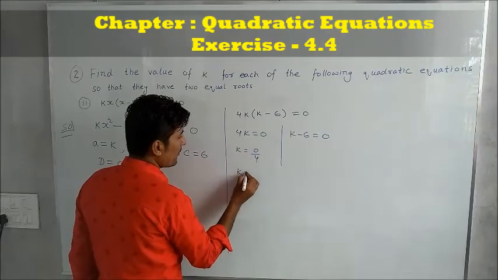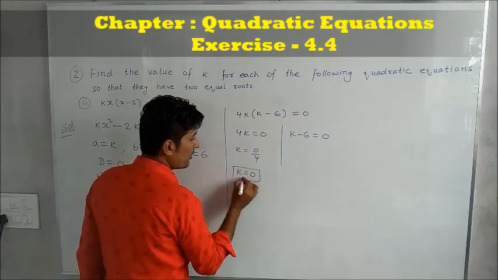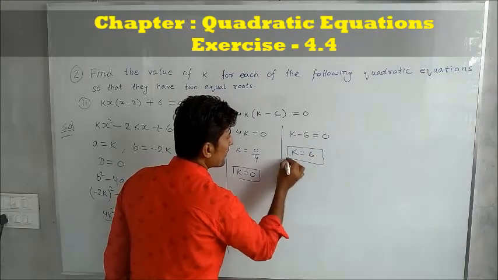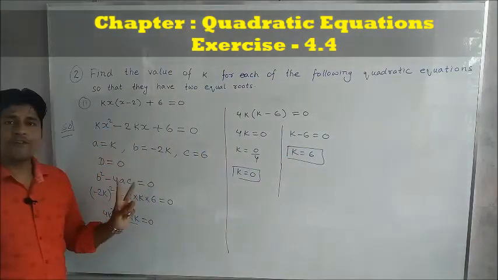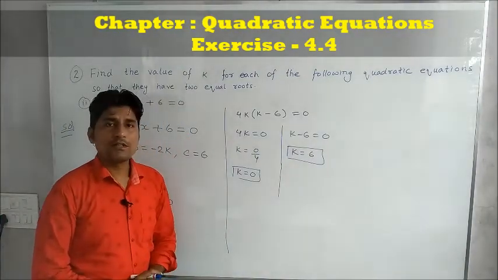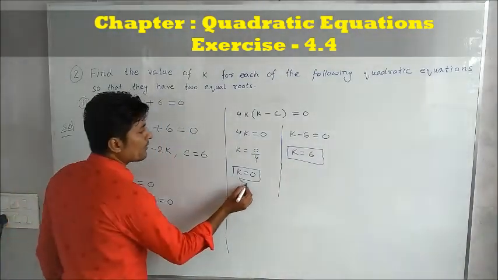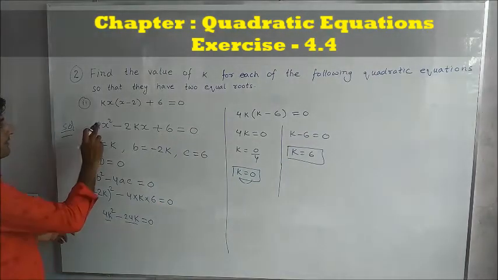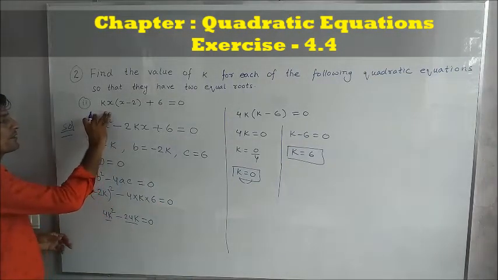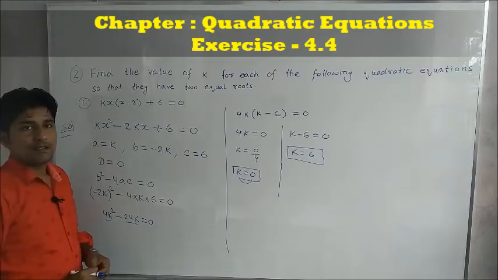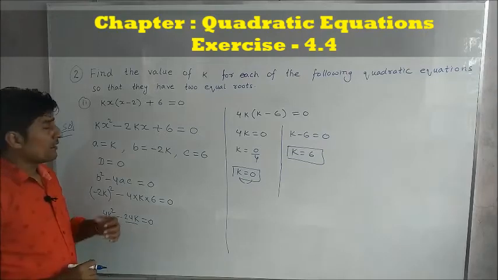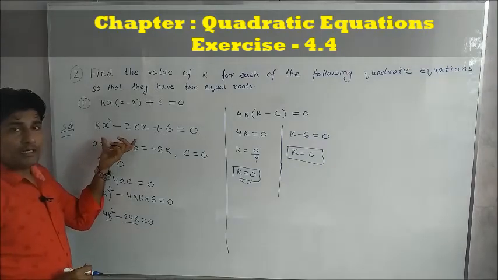So the first value of k is equal to 0, while the second value of k is equal to 6. We got two different values of k. First one k equals to 0, second one k equals to 6. If we take k equals to 0 and put it in this equation, then 0 into x square, the first term will be eliminated. Since the term of x square will be eliminated, then it will not be a quadratic equation.